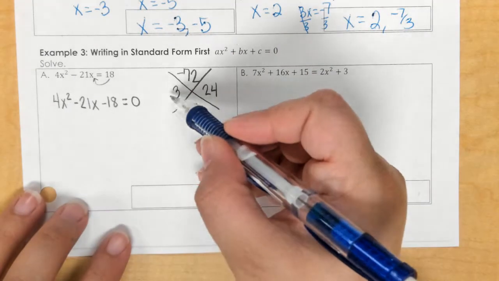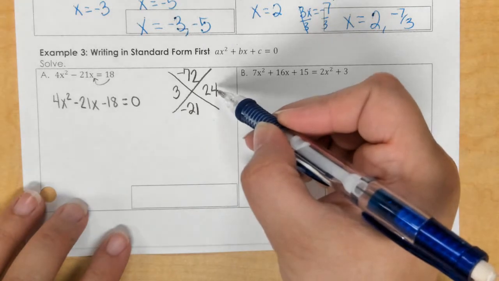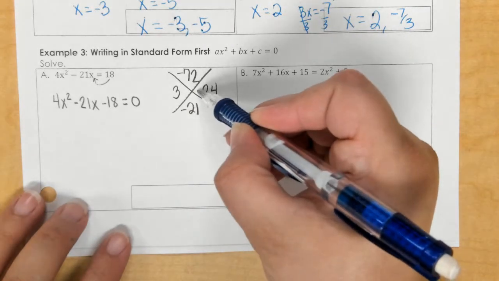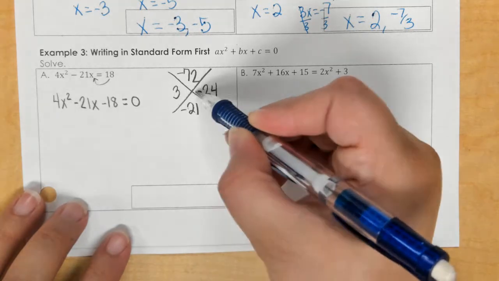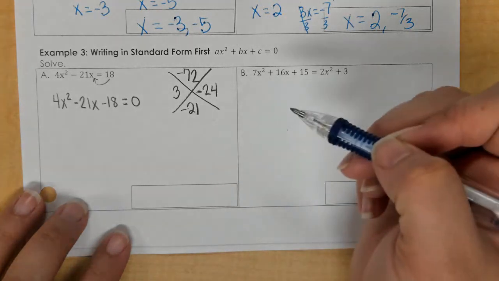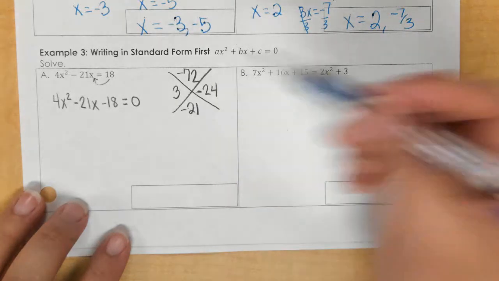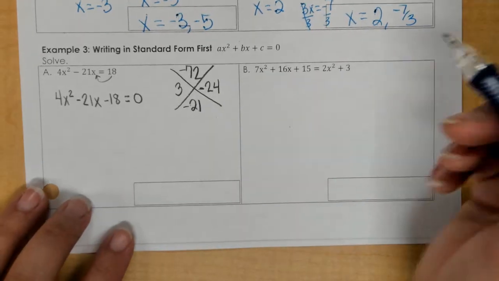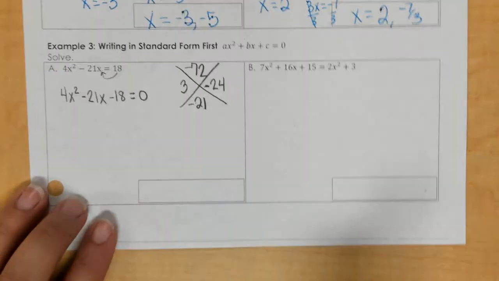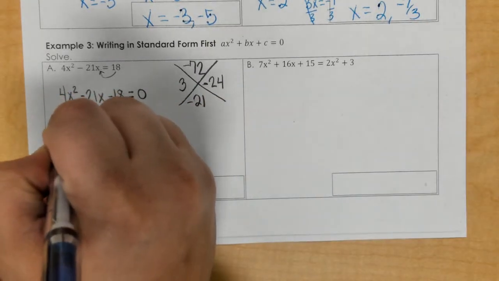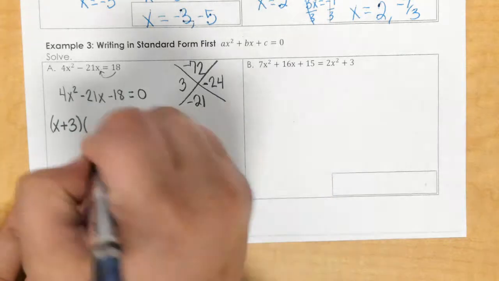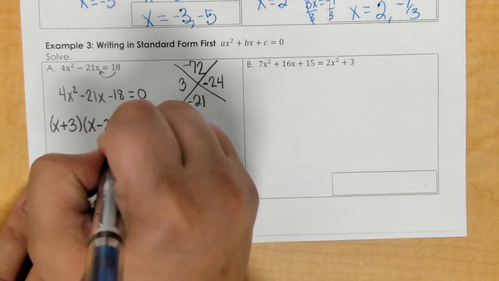Again, if you have the small number first, second number last, the bigger number, then these signs have to match. This has to be negative. So try it. 3 minus 24, is that negative 21? Yes. If I multiply, I get negative 72. So now I can rewrite this in factored form as x plus 3 and x minus 24.